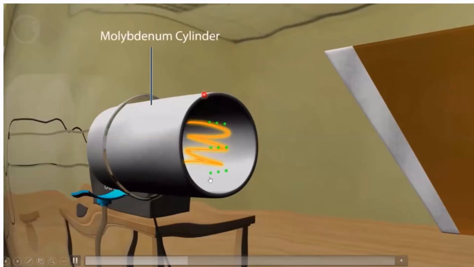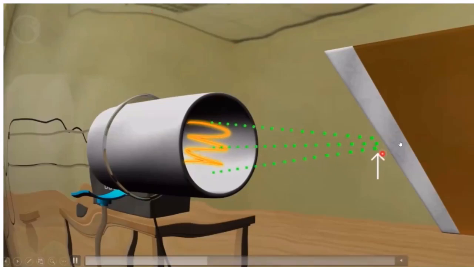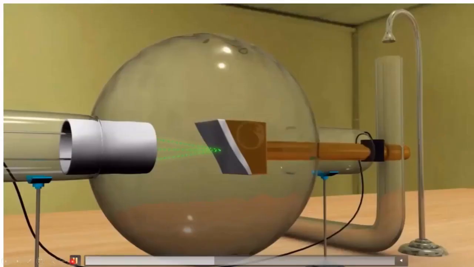Here we have a molybdenum cylinder to control and focus the electrons' travel onto the anode. Now the electrons emitted from the cathode are hitting the anode. This is the high atomic number material. Once the electrons emitted from the cathode hit the target, the speed of the electrons is stopped here. That sudden slowdown or stopping of electrons causes X-rays.